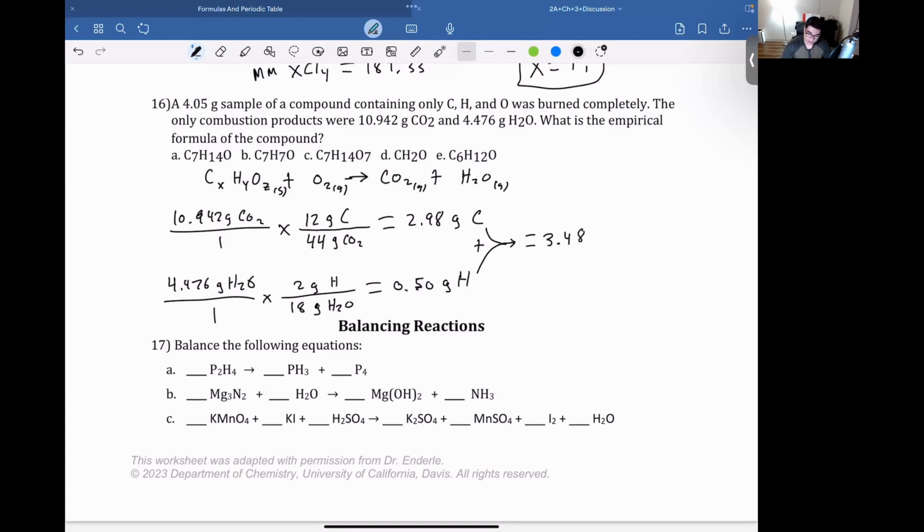We get 3.48 grams. So what does this mean? This is 3.48 grams out of 4.05. So the rest has to be from oxygen, right? And that's due to the law of conservation of mass. So we get 4.05 minus 3.48.